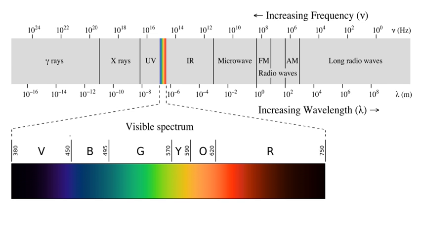EM radiation with a wavelength between approximately 400 nanometers and 700 nanometers is directly detected by the human eye and perceived as visible light. Other wavelengths, especially nearby infrared longer than 700 nanometers and ultraviolet shorter than 400 nanometers, are also sometimes referred to as light.